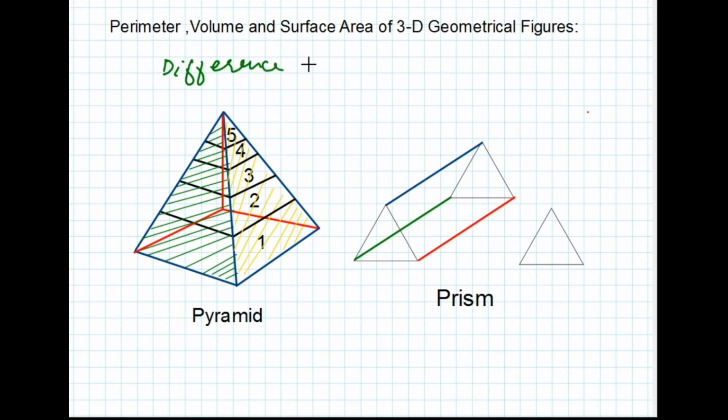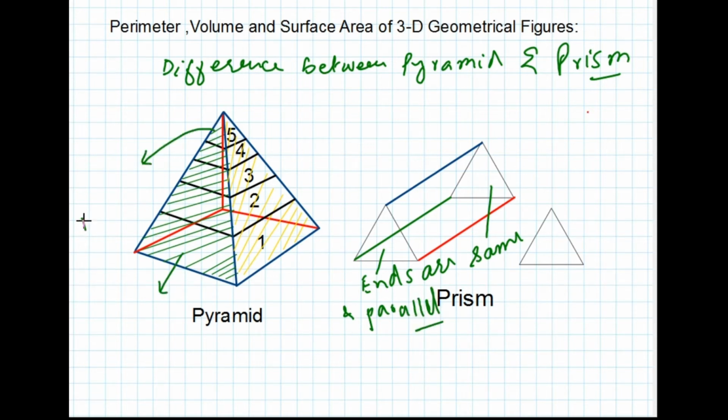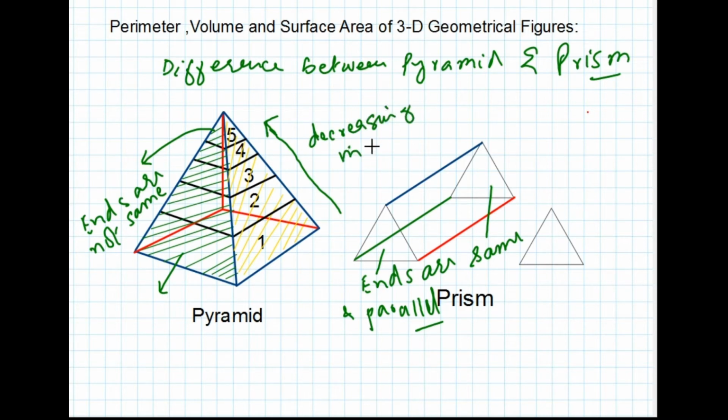Difference between pyramid and prism: the two ends are the same and parallel in a prism, as shown. On the other hand, the two ends of a pyramid are not the same. It decreases as we go upward in the pyramid, as shown.